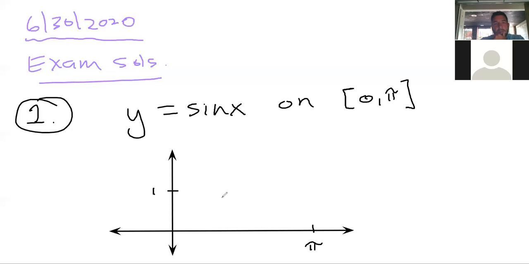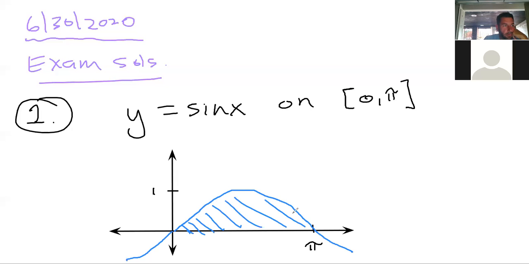So the sine curve starts at 0, and then it comes up at pi over 2, and then it comes back down, and then it goes like this. But what we're interested in is this particular region right here.